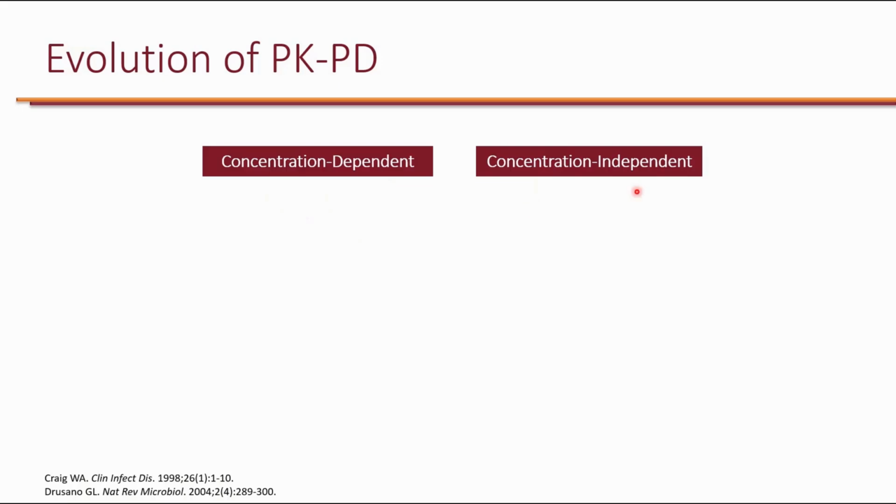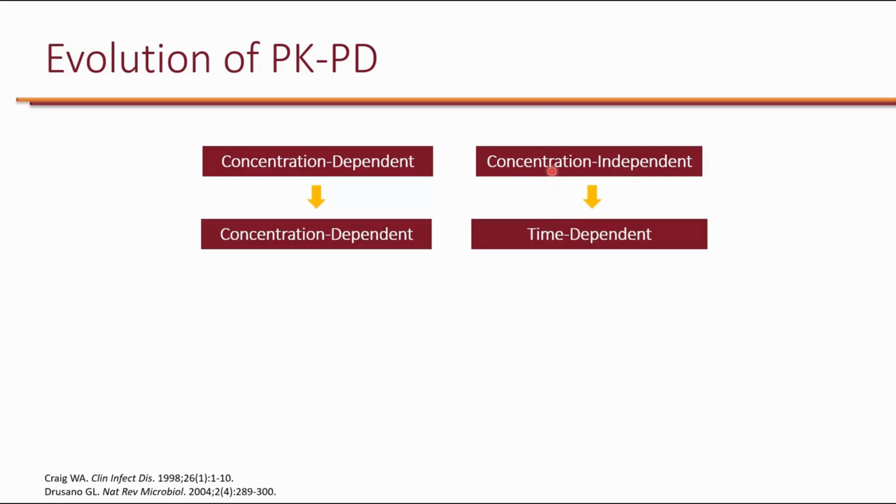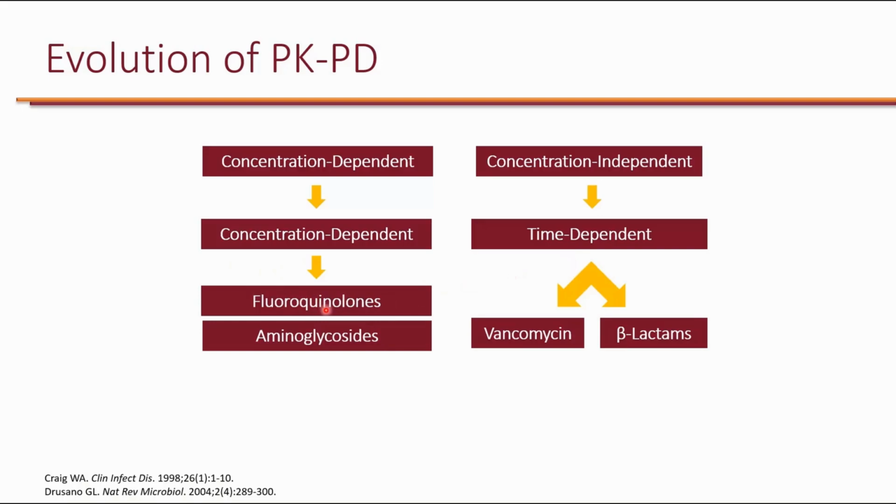Now, we're looking at the evolution of PK/PD. So as time went on, then clinicians started to refer to concentration-independent as time-dependent. So we had concentration-dependent and then we had time-dependent. As I showed you the examples of fluoroquinolones and aminoglycosides, those are concentration-dependent. And then the time-dependent would be the beta-lactams as well as vancomycin. And the PK/PD parameter for time-dependent, specifically for beta-lactam, is the time above MIC. So it's not necessarily the concentration of beta-lactams, it's more of how long the concentration is above the MIC that would result in maximum killing of organisms.